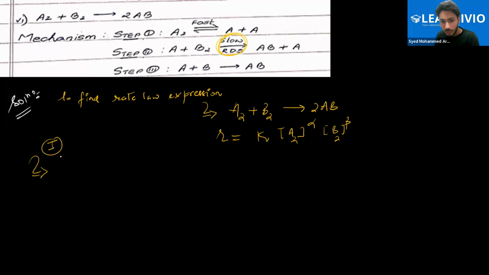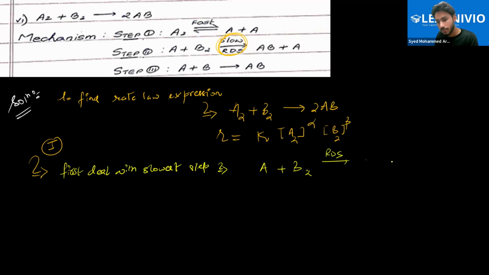First, deal with the slowest step. So the slowest step is this, the RDS. Not A2, it is just A. So A plus B2 gives you AB plus A in the rate determining step.